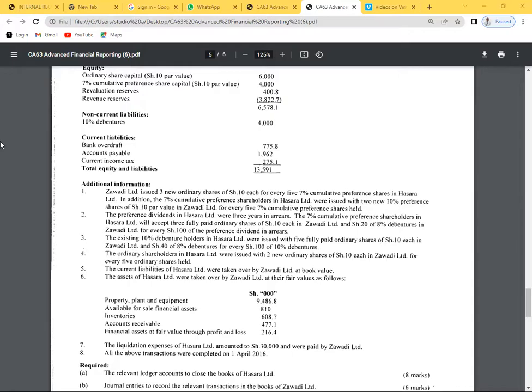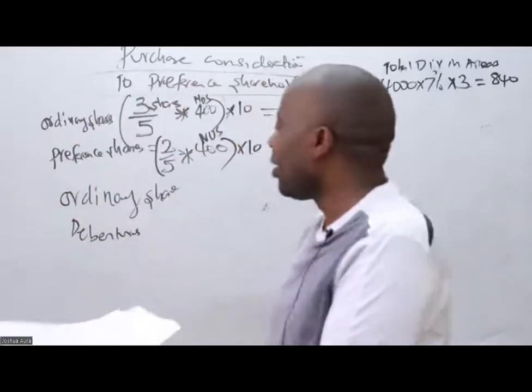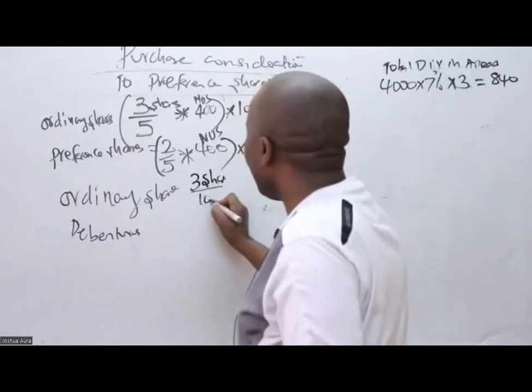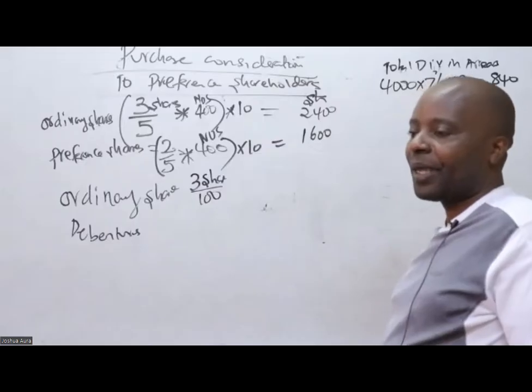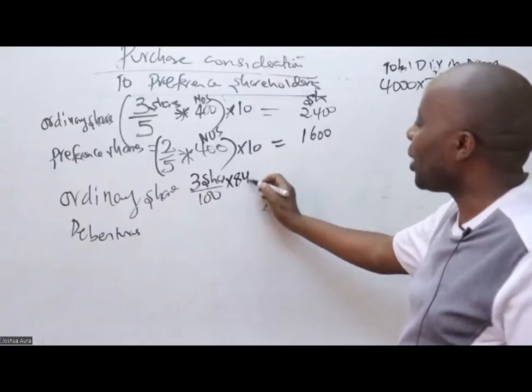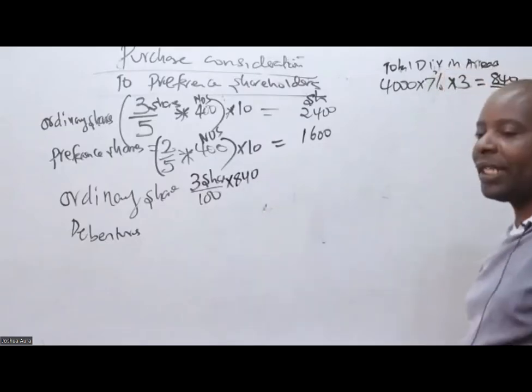2 things, I'll read this again: the 7% cumulative preference shareholders in Hasara Limited will accept 3 fully paid ordinary shares of 10 each and 20 of 8% debentures for every 100. So we are talking of 3 shares for shillings 100. And don't forget that the total outstanding is 840.